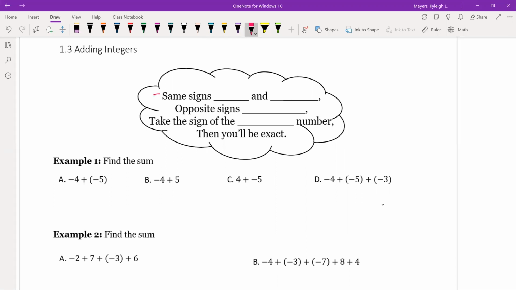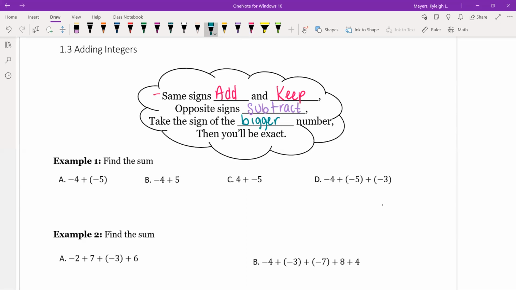So our little song is: same signs, add and keep, opposite signs, subtract, take the sign of the bigger number, then you'll be exact. Okay? So same signs, add and keep, opposite signs, subtract. Take the sign of the bigger number, then you'll be exact.